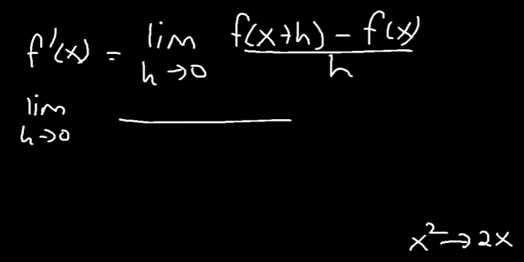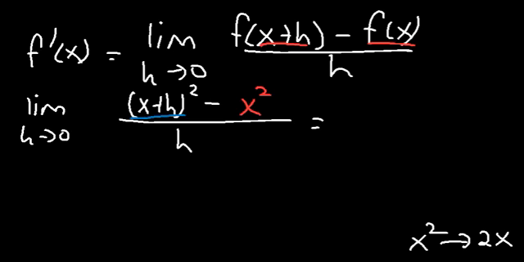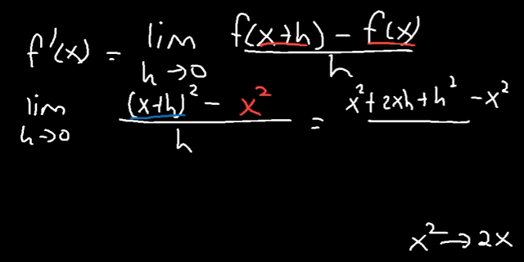Now f of x is simply x squared, so that's going to be this part. And f of x plus h, basically you replace x with x plus h. So it's going to be x plus h squared over h. So there's two ways we can do this. We can FOIL or we can factor. We're going to do it both ways. Let's FOIL. So x plus h times x plus h. When you FOIL it, you're going to get x squared plus 2xh plus h squared minus x squared over h.